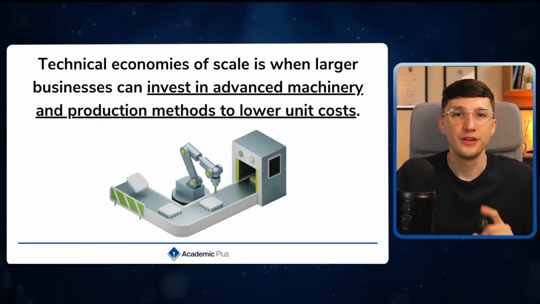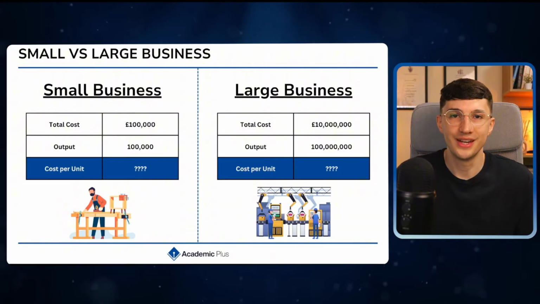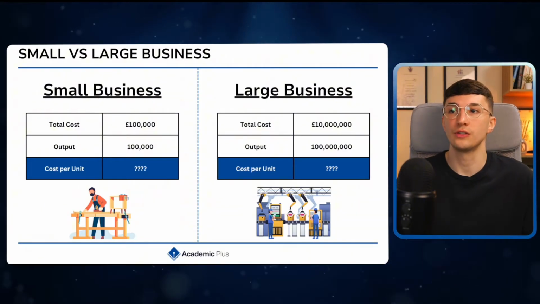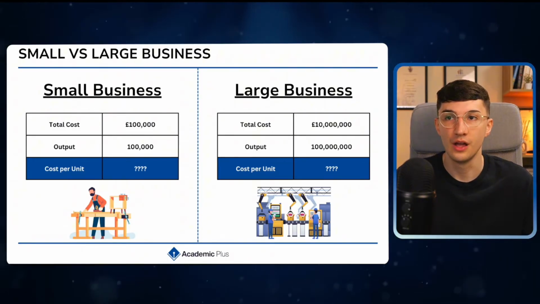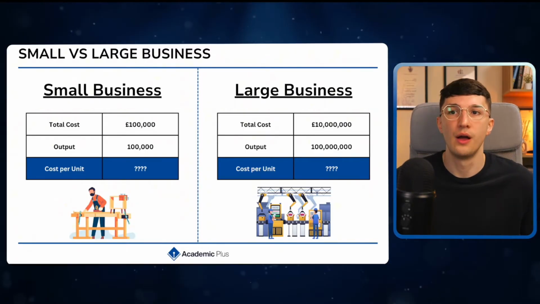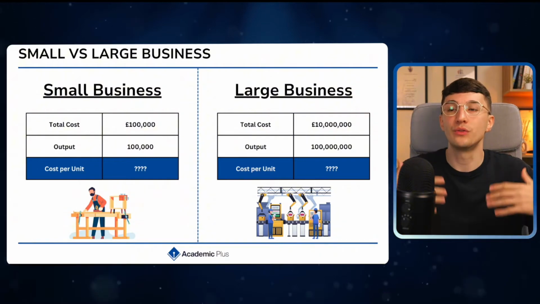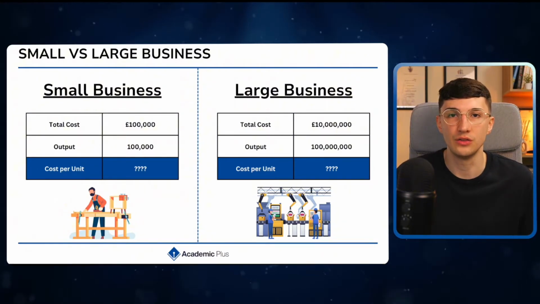So what you'll find is that the level of productivity is vastly different. Showing you an example here: looking at our small business, our total cost is £100,000 and our level of output is 100,000 units. But when we look at a larger business, total cost is a lot higher, but the output is also dramatically higher as well. Total cost of £10 million, but output of 100 million units.